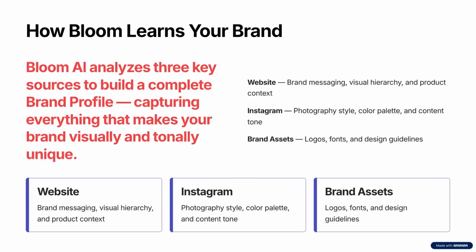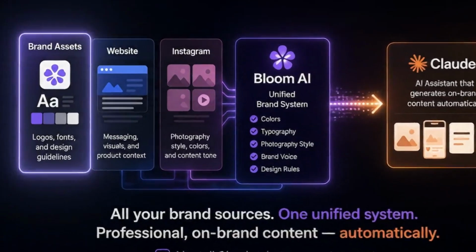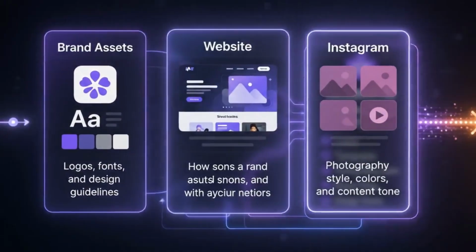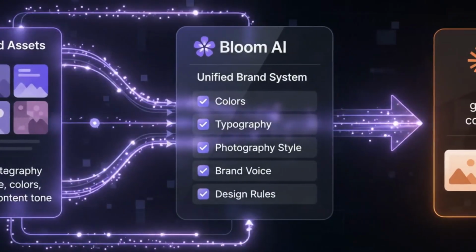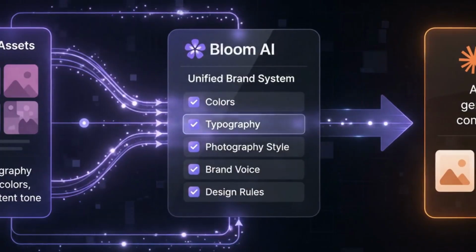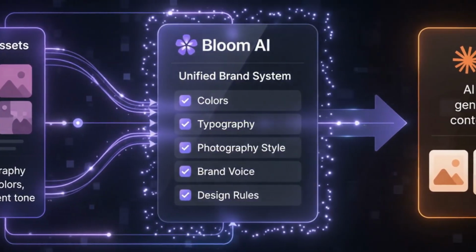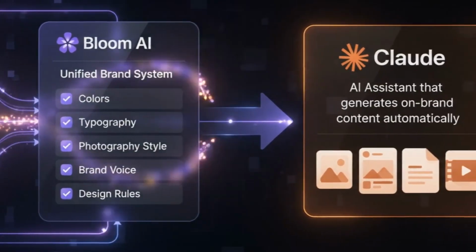So, how does Bloom AI actually understand your brand? It starts by analyzing 3 key sources. First, your website, where it learns your messaging, visual hierarchy, and product information. Next, your Instagram, where it understands your photography style, color palette, and content tone. Finally, it uses your brand assets, such as logos, fonts, and design guidelines, to complete your brand profile. By combining all of these sources into one unified brand system, Bloom AI gives Claude everything it needs to generate professional, on-brand content automatically. From there, all you have to do is tell Claude what you want to create.